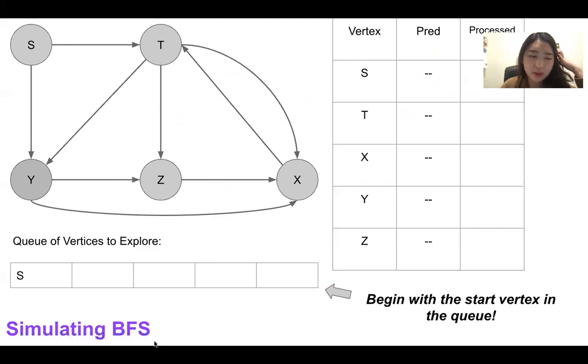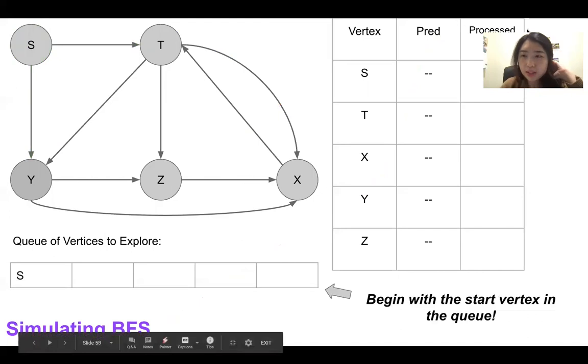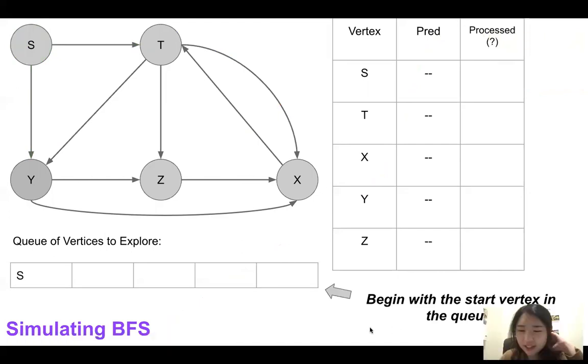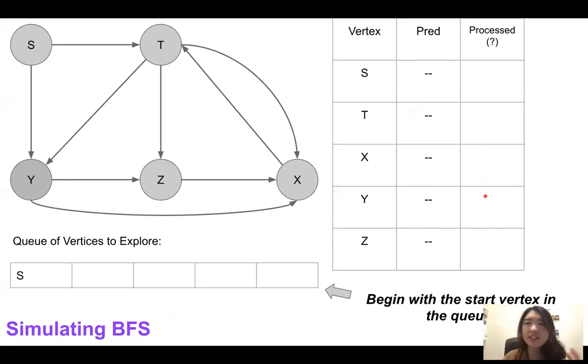One thing is we have a queue of vertices to explore. You can think of this as a queue, right? And then here you have, sorry, stuff is blocking the camera, some kind of table. In real life, you can think of a set and a map that keeps track of its predecessor, and another map that essentially keeps track of whether it was processed or not.